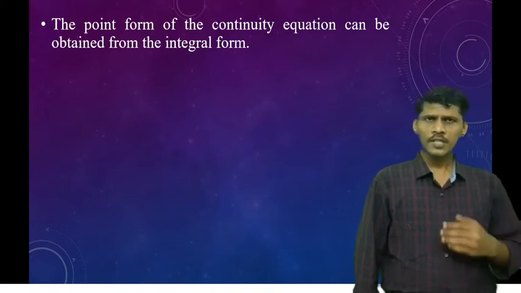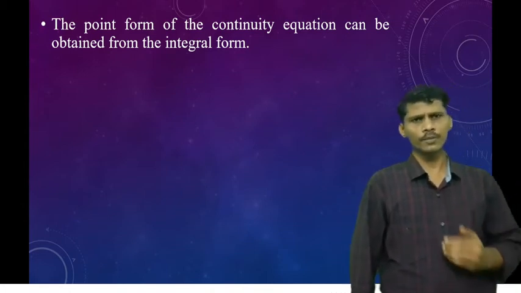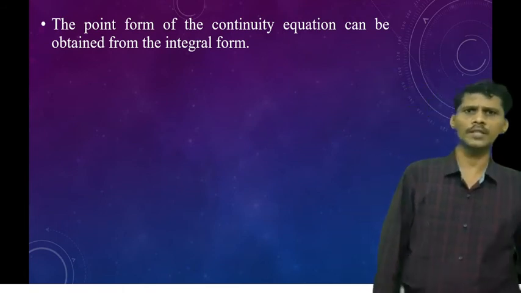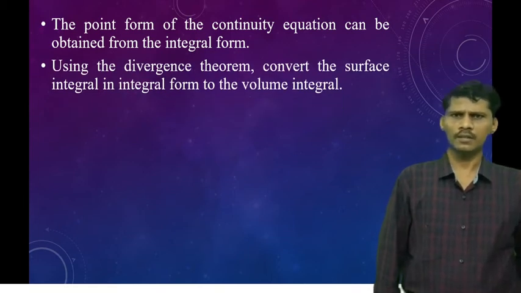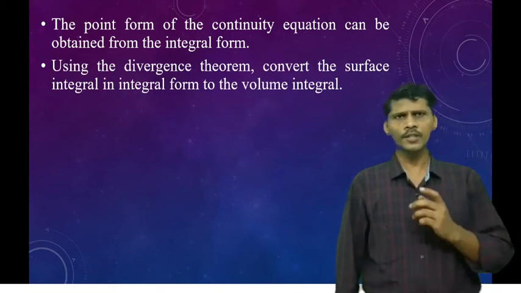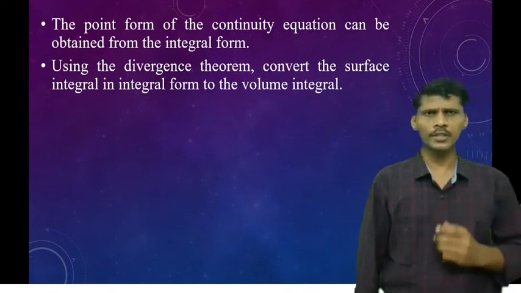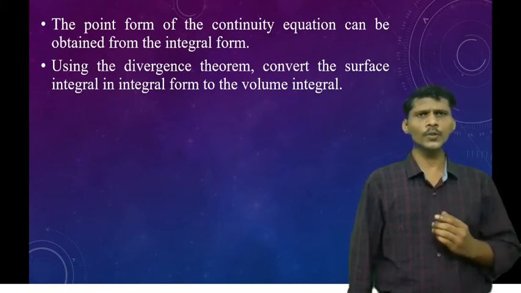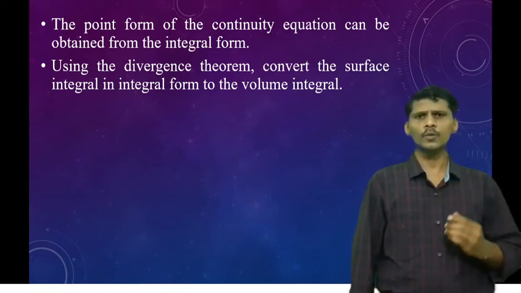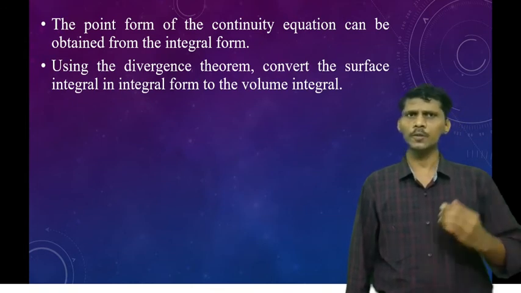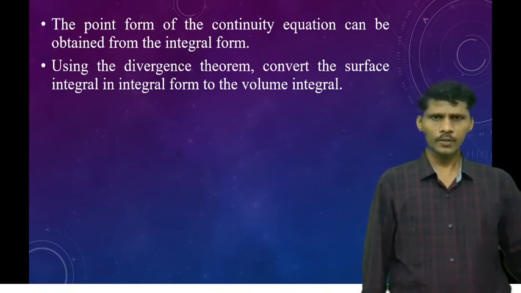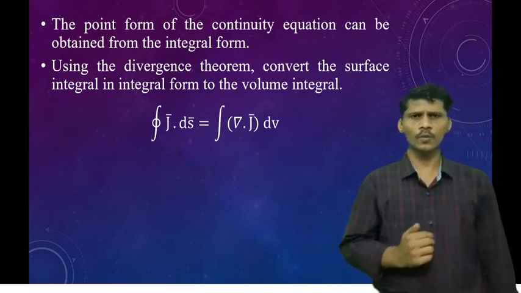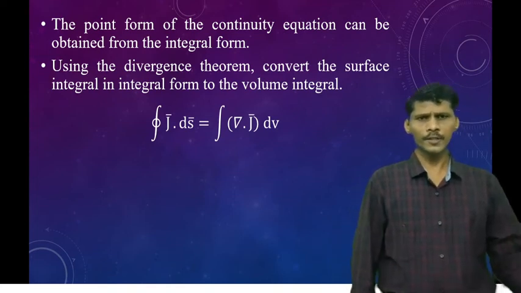Next, calculate the point form of the continuity equation. The point form can be determined from the integral form of the continuity equation of the current using the divergence theorem, which is used to convert a closed surface integral to an open volume integral. So, using the divergence theorem, the closed surface integral of J bar dot ds bar is equal to the open volume integral of del dot J bar into dv.